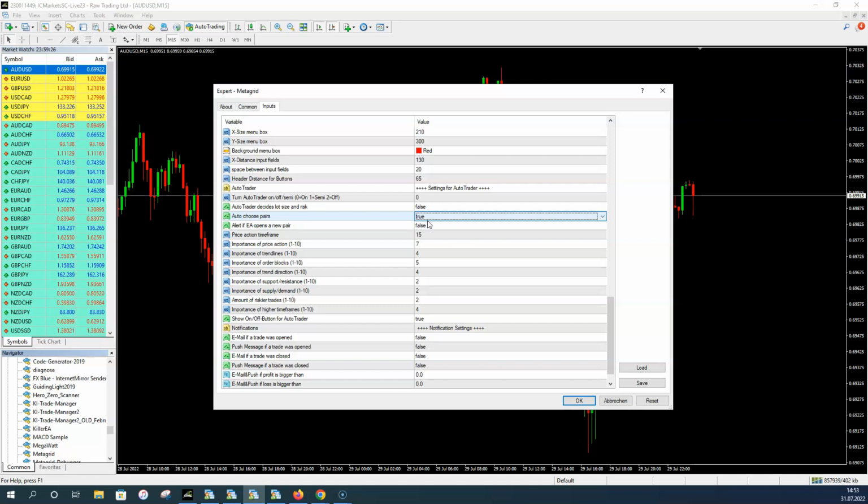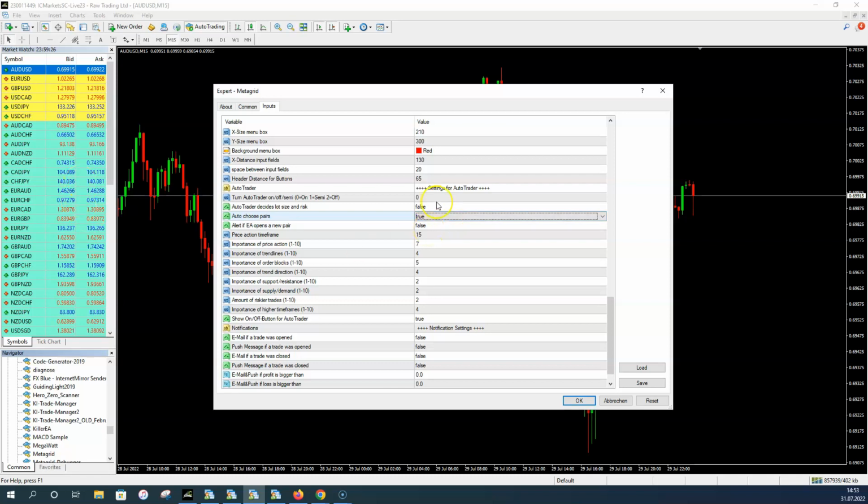And if you don't give it the opportunity to change the pairs by itself, you will have very, very rare trades or no trades at all. The EA normally needs here a true in it, and then it selects by itself the pair it wants to trade. Basically, it scans in the background your pairs, and if it finds on a pair a good trade, it will change the chart to this pair, and it will then open a trade on this pair.